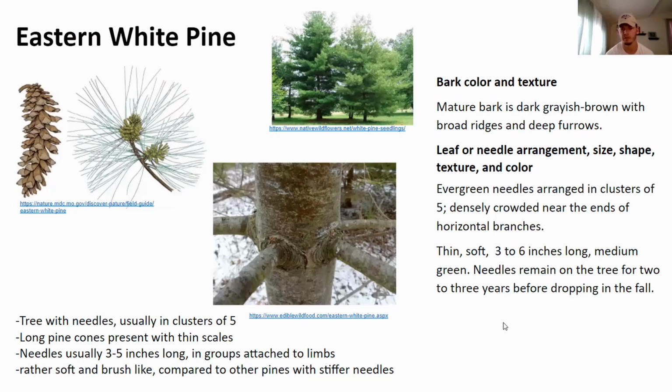The evergreen needles are arranged in clusters of 5. They're densely crowded near the ends of horizontal branches. They're long, thin, soft, 3 to 6 inches long. They're a medium green. They're rather soft and brush-like compared to the other pines, and stiffer needles compared to like the cedar and the others. So that's pretty much how you walk through the evergreens. And I'll let it pass on to Laura then.